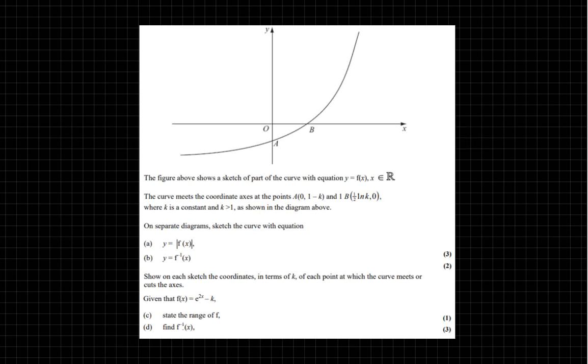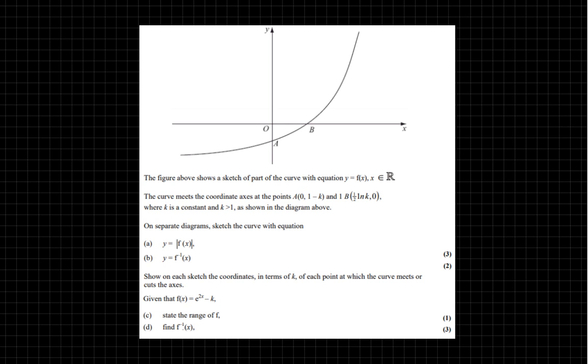Initially, you're not told what it is, so don't worry about what it actually is, other than the fact you're given two coordinates, A and B, which are the crossing points here. And then you're asked to, on separate diagrams, sketch the modulus of it, sketch the inverse of it, and correctly translate the crossing points A and B.